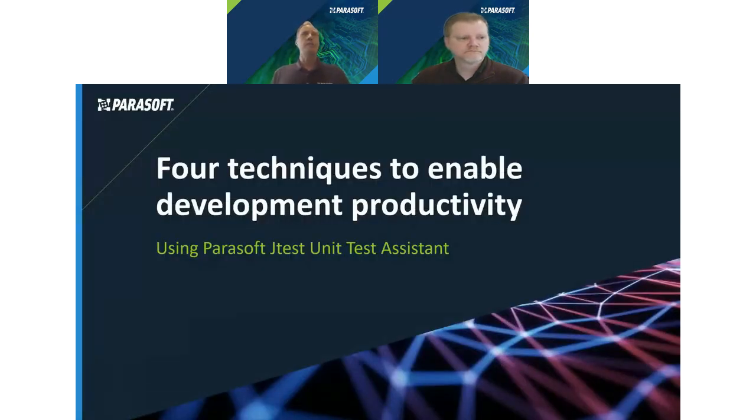Since it can be challenging to achieve these high levels of quality and still maintain good productivity in our development, today we're going to talk about 4 different techniques that we use, as well as our customers use, that help us to achieve the levels of productivity that we want. And to do that, we're going to be talking about how we do that with Parasoft Jtest and a feature in Parasoft Jtest that we call the Unit Test Assistant.